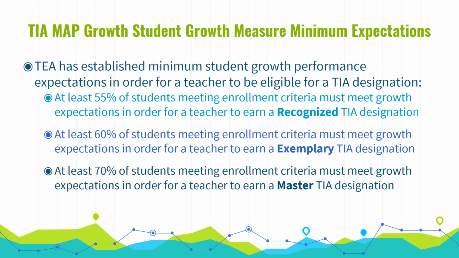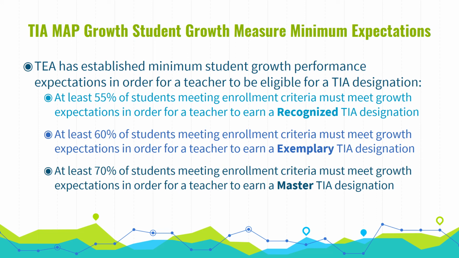In order to qualify for an exemplary TIA designation, at least 60% of students must meet their student growth expectations. This is also within the upper range of the proficient level of the Student Growth Composite Score translation. And finally, in order to qualify for a Master TIA designation, at least 70% of students must meet their student growth expectations. This is within the lower range of the accomplished level of the Student Growth Composite Score translation.